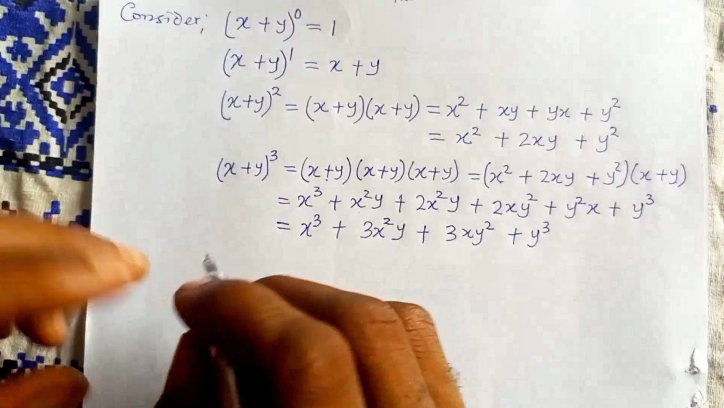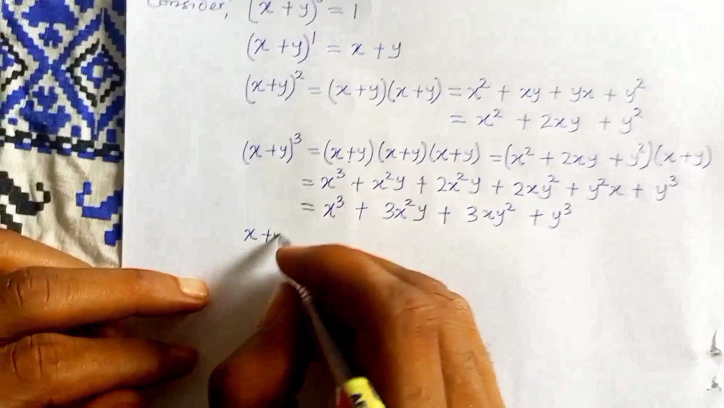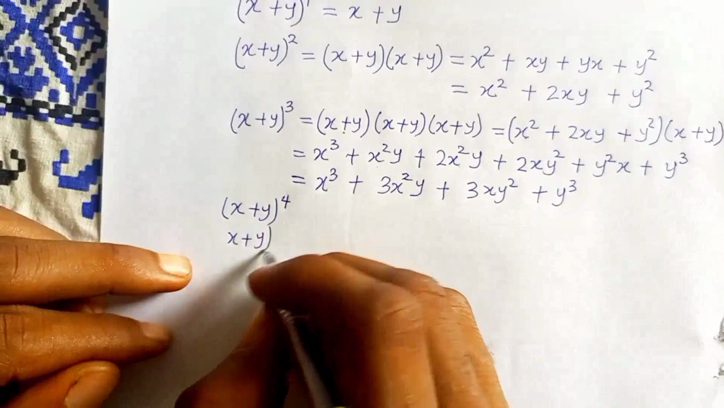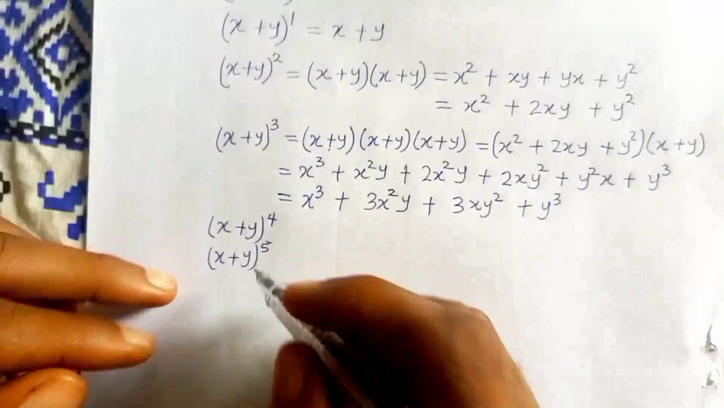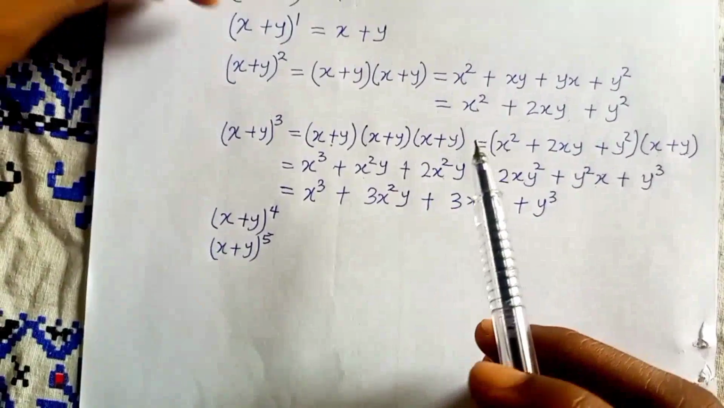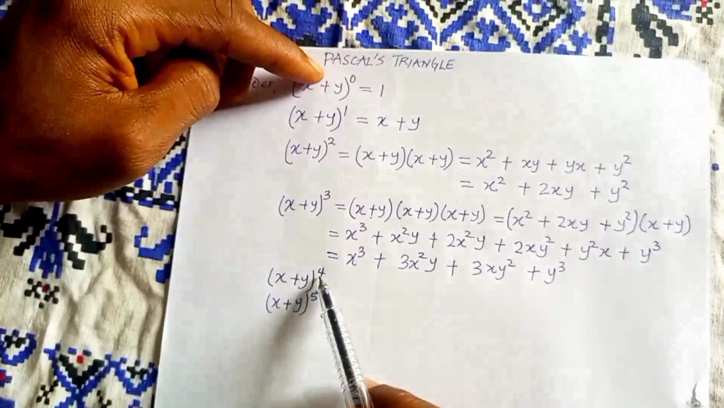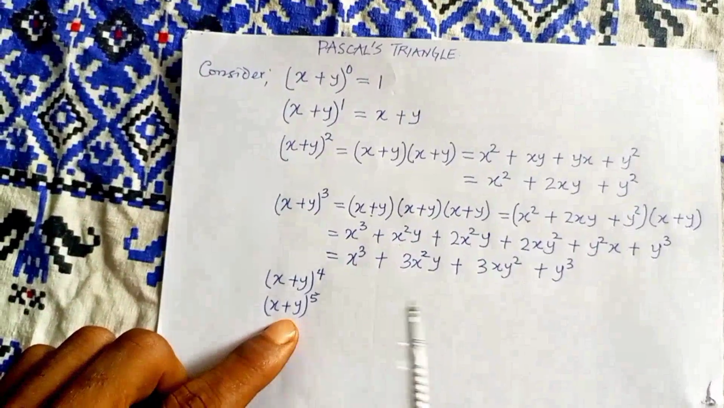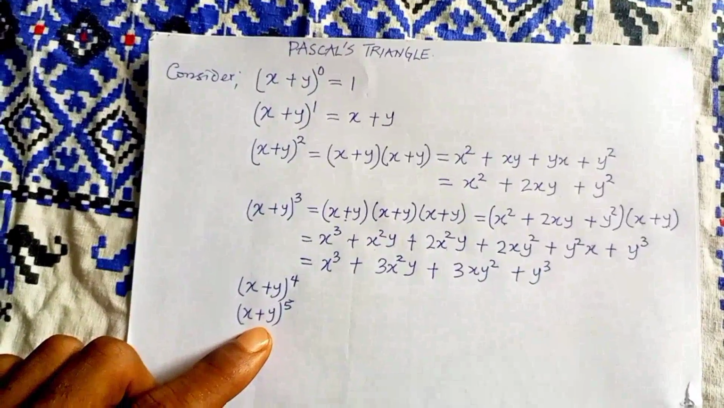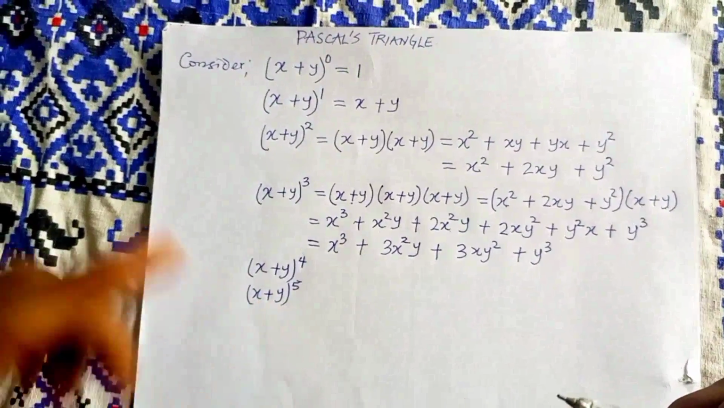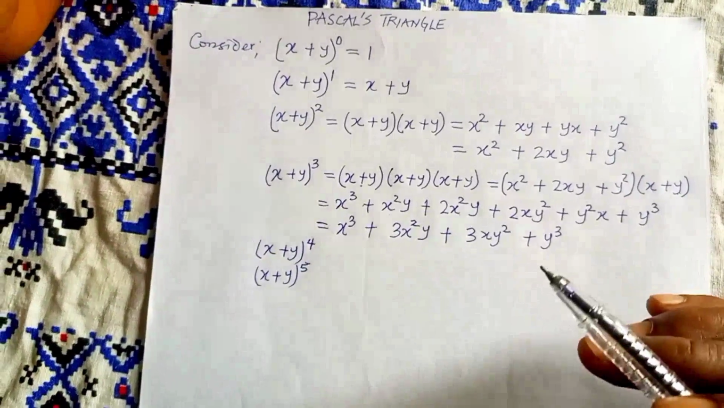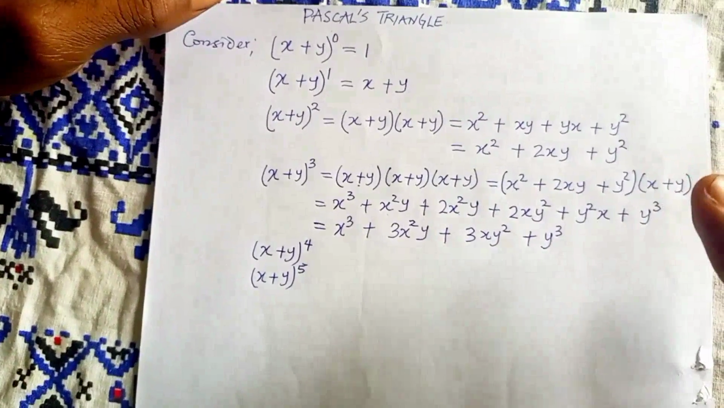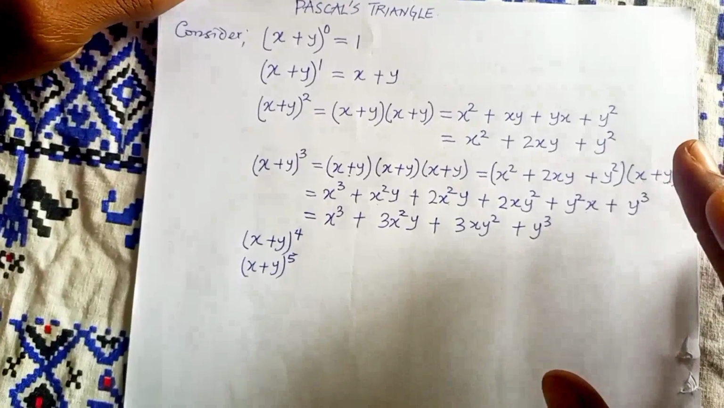Now the process could continue: x plus y raised to power 4, x plus y raised to power 5, and so on. But there is one thing you should take note of. The more the power increases, that is the number of rows, the more complicated the problem gets. So what is the way out? It simply means that there is a better and preferable means by which we can obtain this, and that is the essence of learning the Pascal's triangle.